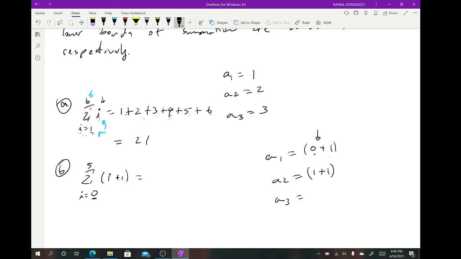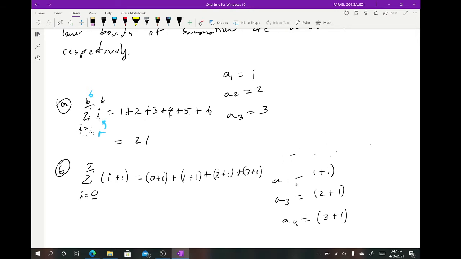The a3 term, remember this is with respect to the terms of the sum, so we began with 0, then 1, now it's 2. So it's going to be 2 plus 1. The fourth term of the sum is going to be 3 plus 1. Again, this is because we began at 0 instead of at 1. So what we really have is the following sum: 0 plus 1, plus 1 plus 1, plus 2 plus 1, plus 3 plus 1. Maybe I should erase this from this side.